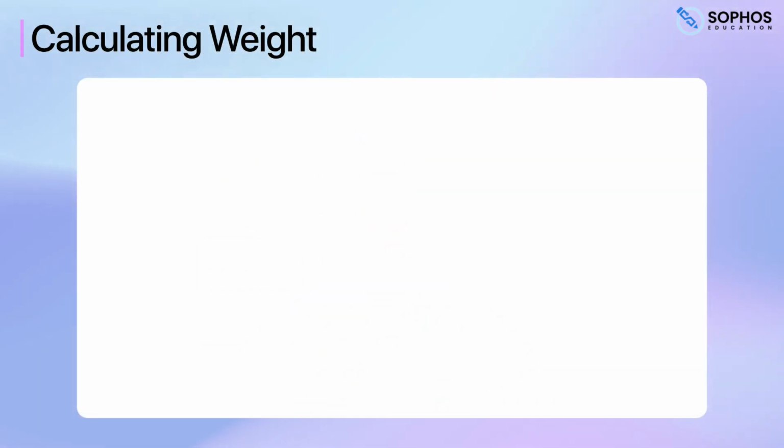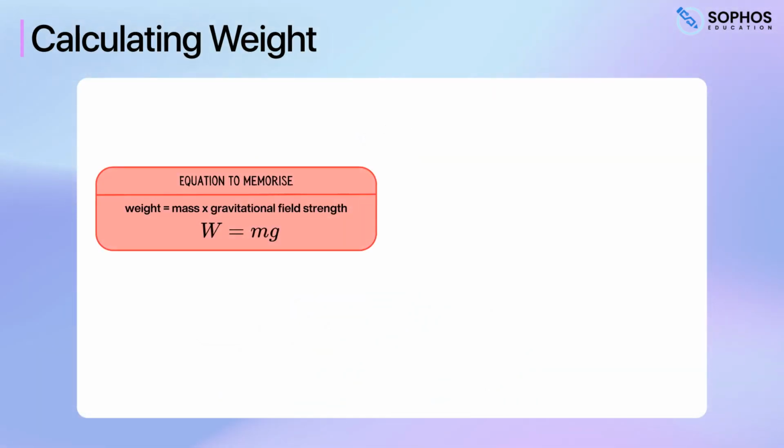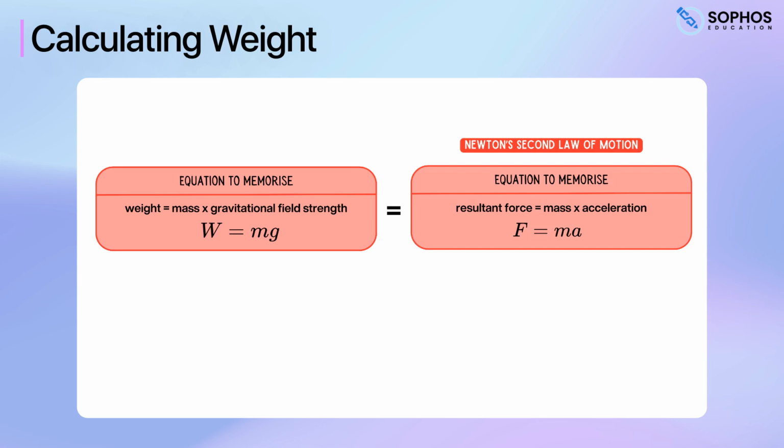With this explained, we can see that this equation, W equals mg, is practically identical to Newton's second law of motion, which states F equals ma. Specifically, we're calculating the force caused by gravity, and to do this, we multiply an object's mass by the acceleration caused by gravity.